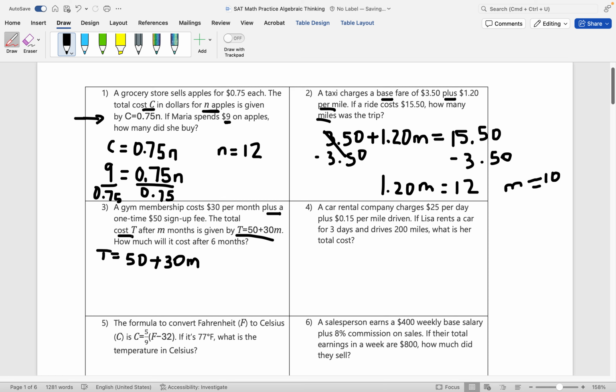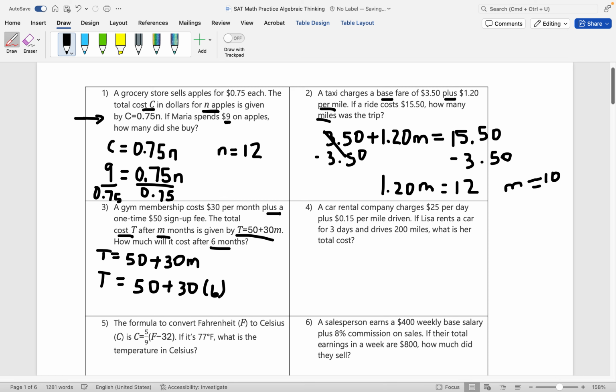T is the total cost. So T is going to be money and n is going to be months. So that's what you need to know, so you don't put the numbers in the wrong place. So T is money. So how much would it cost after 6 months? Okay, n is months. So that means that n is going to be substituted with the number 6. So now I don't know T. That's going to be my money. So T is equal to 50 plus 30 times the number of months. So 30 times 6.